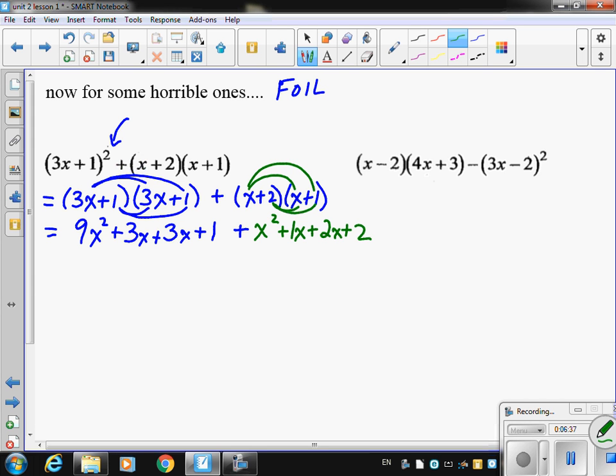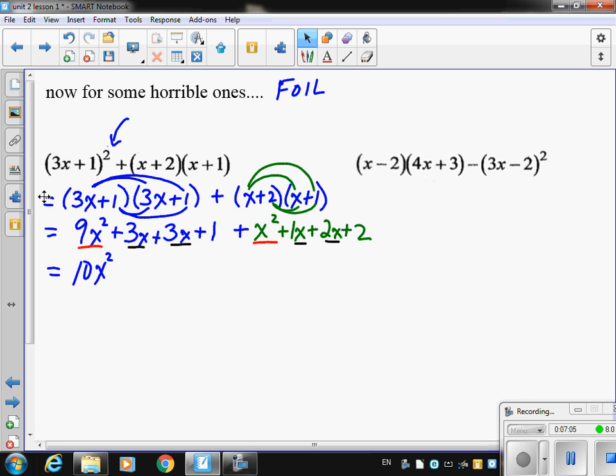So I have expanded. Now I need to simplify. So I can put things together in piles that belong together. So first thing I see is that I have x squareds. I have 2 piles of x squareds. So altogether I have 9x squared and 1 more x squared. I have 10x squared. Secondly, I see that I have a bunch of x's. I have 3 here, 3 here, 1 here, 2 here. Altogether, I have 6, 7, 8, 9 x's.